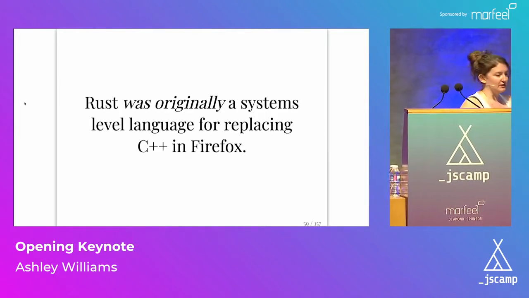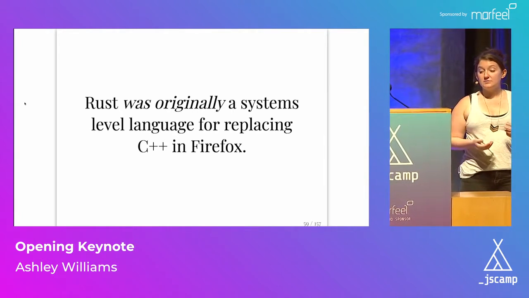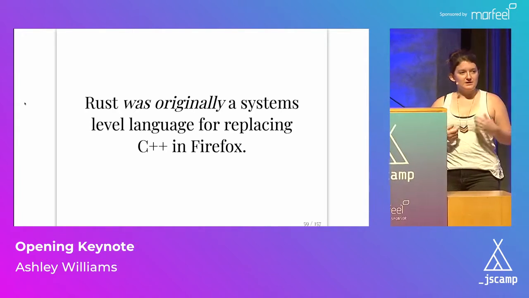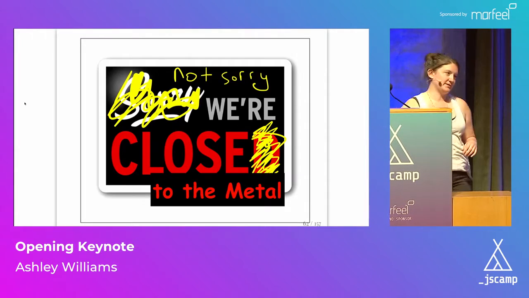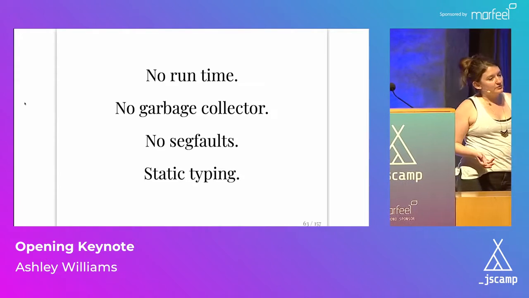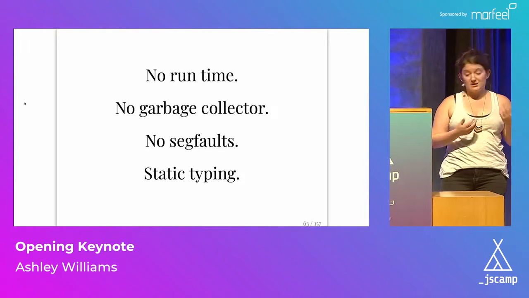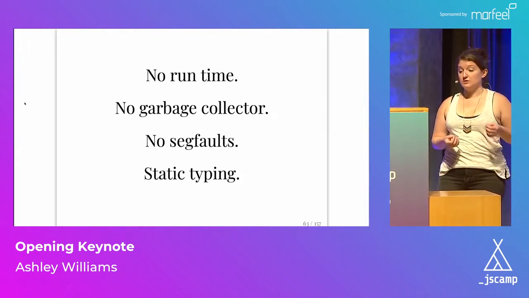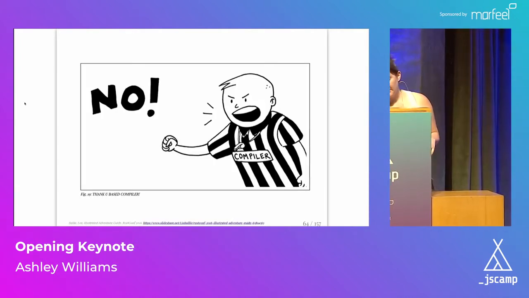So we can go back and look at what Rust was originally designed for. Rust was originally designed as a systems-level language for replacing C++ in Firefox. And so this brings us to the idea that we're close to the metal, and we're not sorry about it. In general, if you're not familiar with Rust, Rust does not have a runtime. It does not have a garbage collector. It's a compiled language. And it specifically is designed to have memory safety, so to have no segfaults. And it uses static typing.